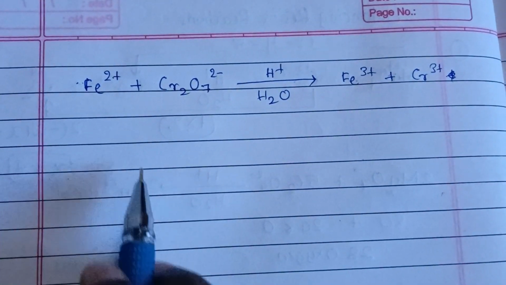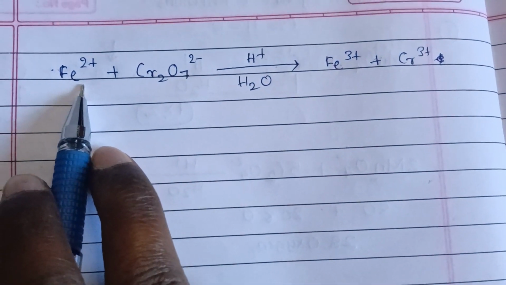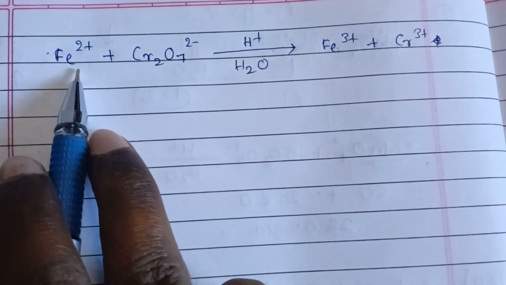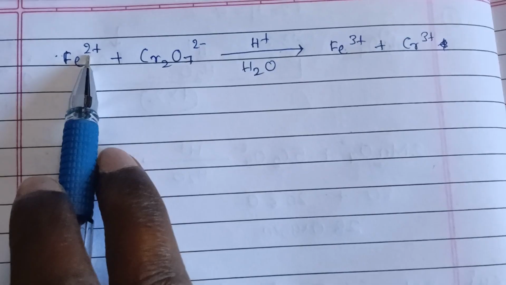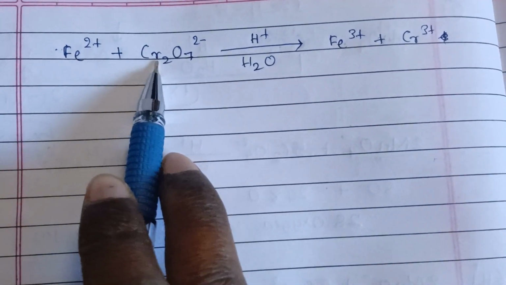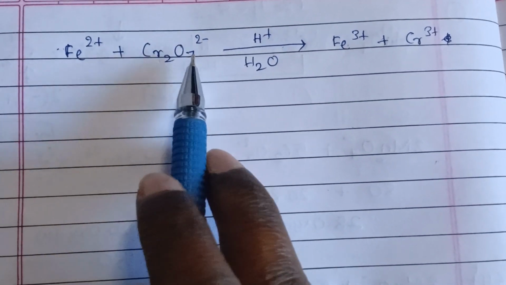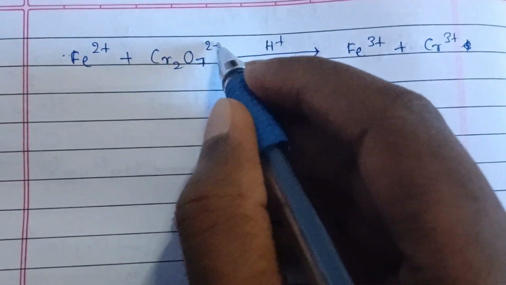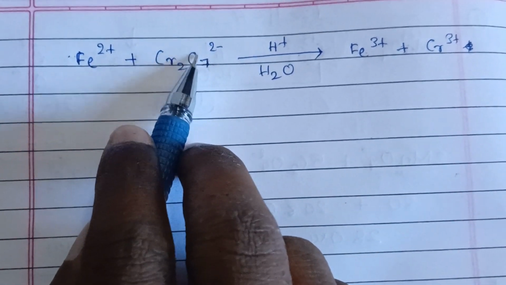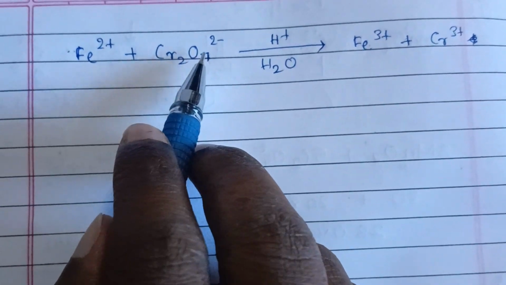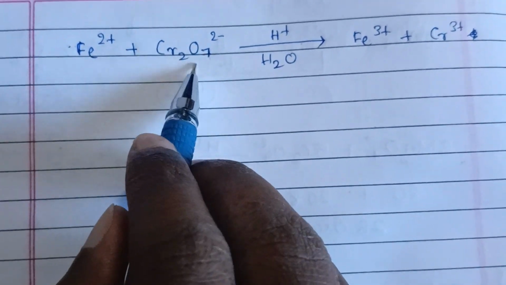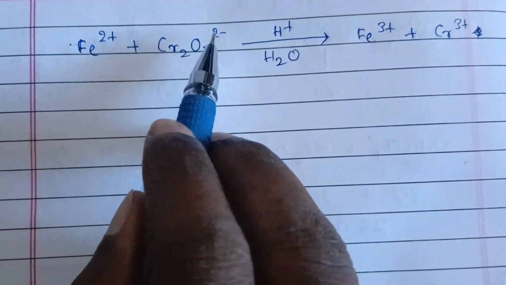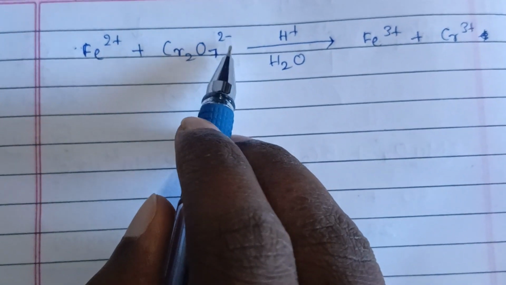So I will do it like this. As I said, first you have to see the oxidation number. Here they have given 2 plus, so there is no problem. But here I have to calculate Cr2. Since I have a total of 7 oxygen in this case and the total charge is -2, oxygen has -2 as its charge, so -2 into 7 is -14.